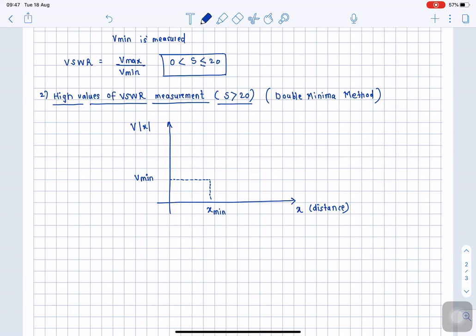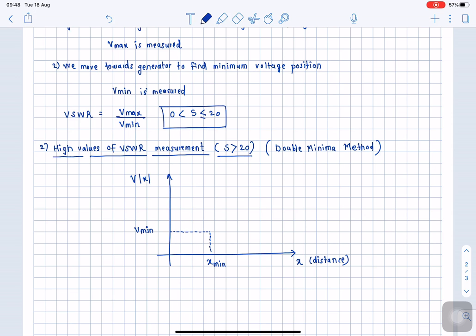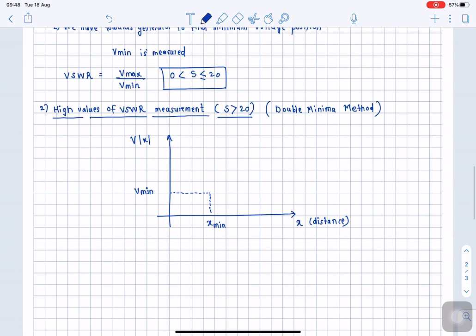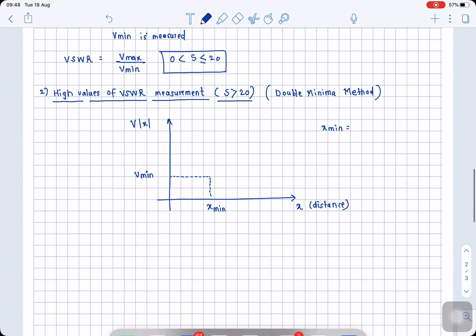The procedure is to use the same setup. We move the probe position on the slotted waveguide section from the matched load towards the generator, and first find the position of minimum voltage. The position of minimum voltage is indicated by x min, because on the slotted waveguide section there is a direct scale marking the distance. So x min stands for the distance of the voltage minima.